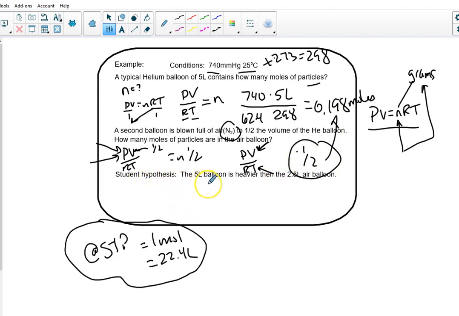Student hypothesis: a 5 liter balloon is heavier than a 2.5 liter air balloon. Alright, well, heavier, really, I don't know, I'm not sure I like this question so much. What does that mean exactly? I don't know. Skip that question. Maybe we'll change that one out. Alright, next one.